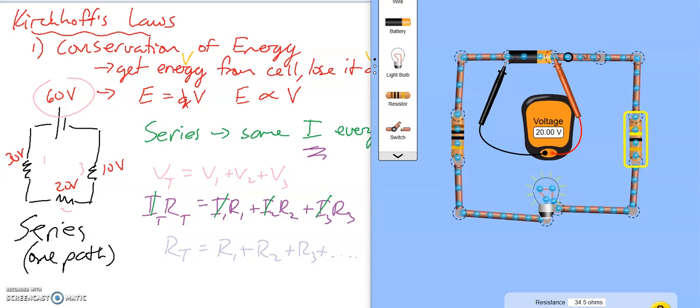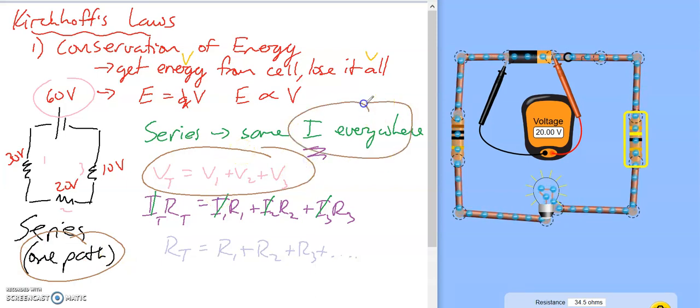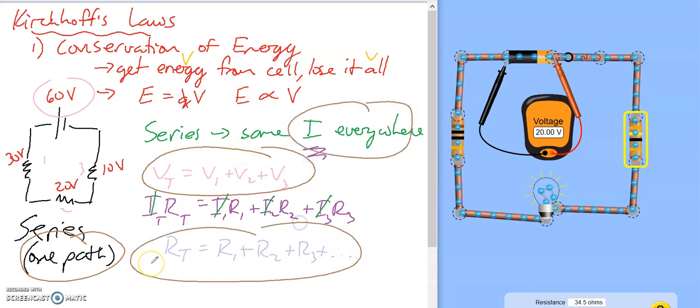Okay, so this sort of highlights the basic properties of a series circuit. We'll get to parallel in a second. So the basic things about a series circuit: first of all, there's only one pathway. The voltages have to add up to the total. Currents are the same everywhere, and you just add up the resistances. And this all just comes from Kirchhoff's law. Number one, the conservation of energy kicks in, so the voltages have to add up.